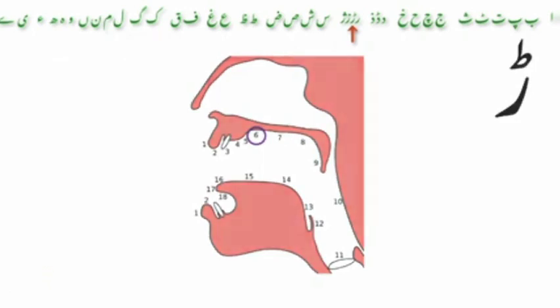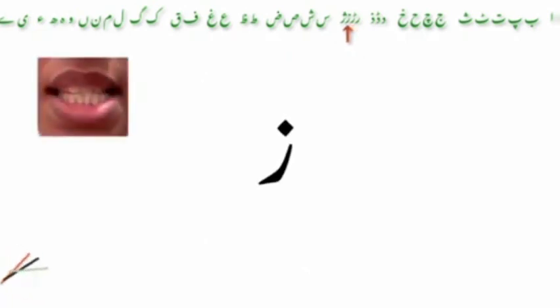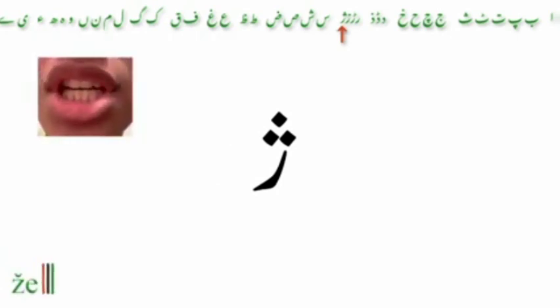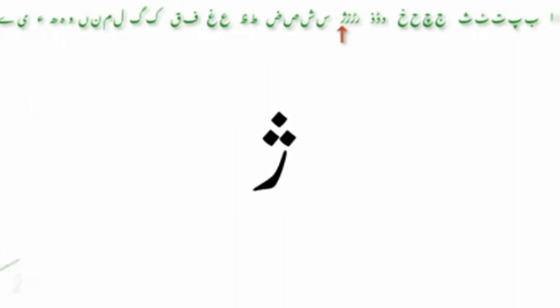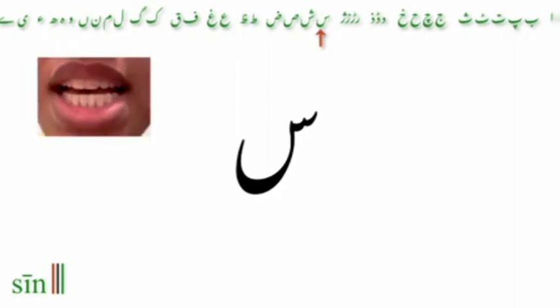All right, the next two aren't as tricky. We've got ze, ze, z, z, ze. Then je, je, j, j, je. Next, we've got seen. It's like the word seen in English. I had seen her last night. Seen, seen.